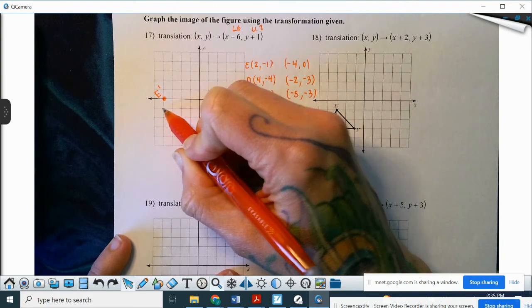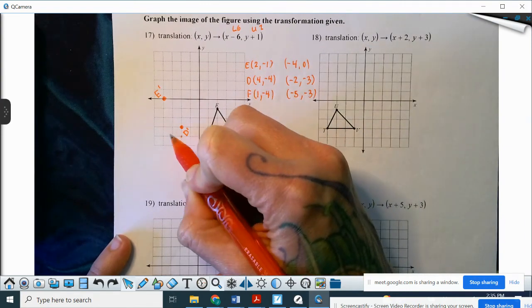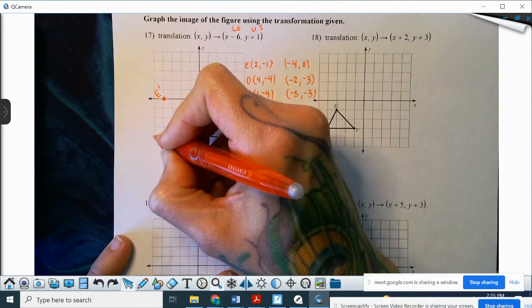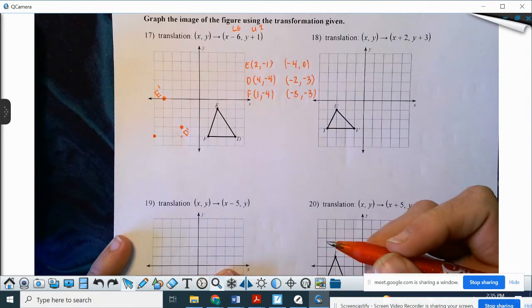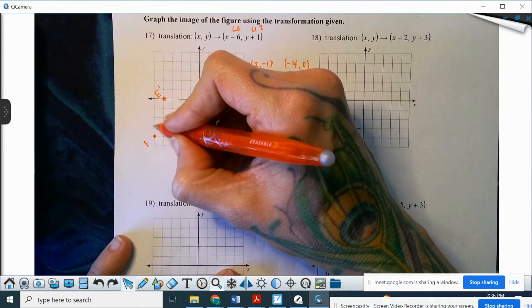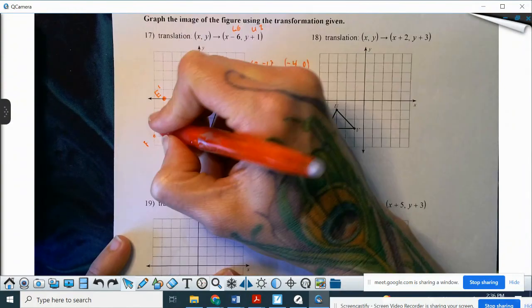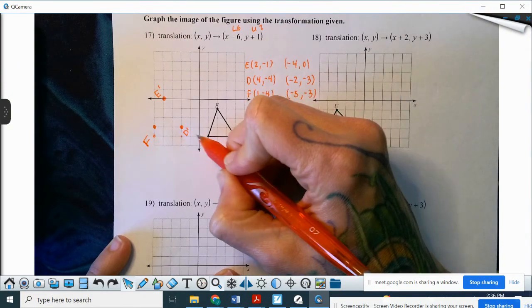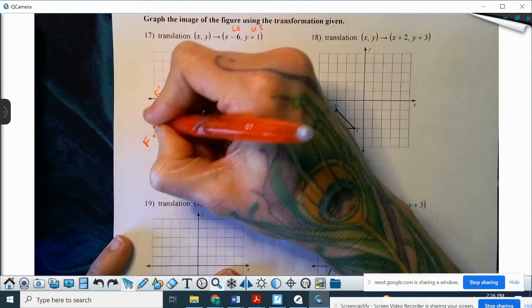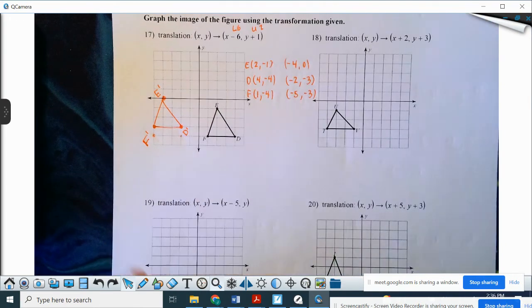Whoops, I'm doing E. D, we're going to -5. So 1, 2, 3, 4, 5. F, I'm going to get this right one day. And then to -3, so it's up 1. So it moved to the left 6, 1, 2, 3, 4, 5, 6, and up 1. To the left 6 and up 1.